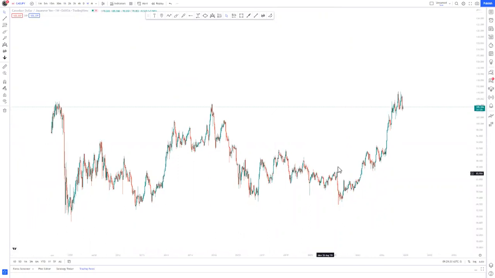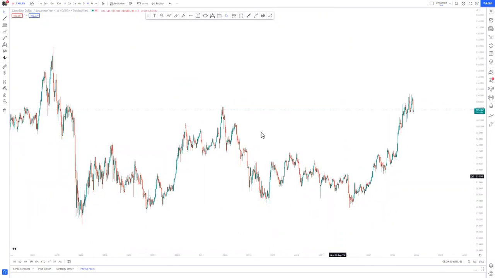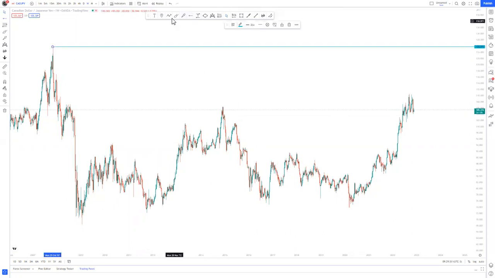Then we're looking at CADJPY. Is it clear to everyone? Yes. Okay, if it's clear, we're going to highlight our highest high. We highlight our lowest low.